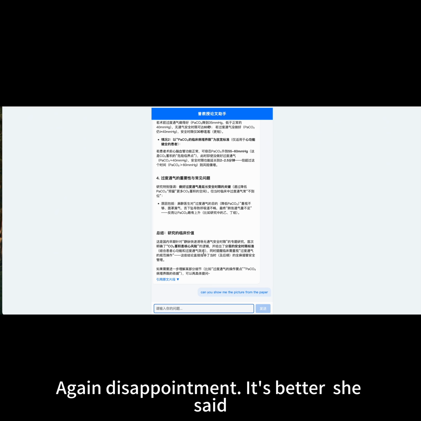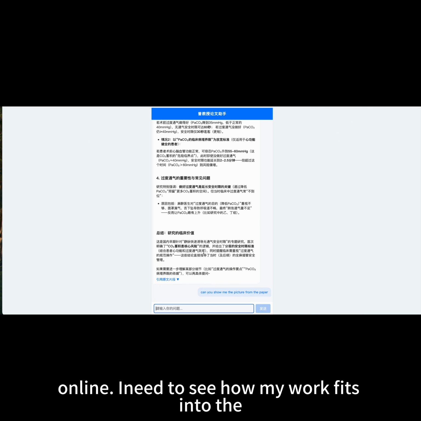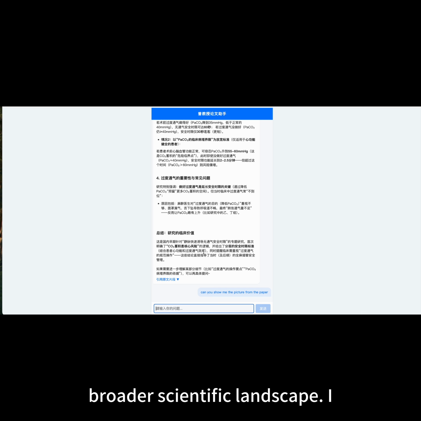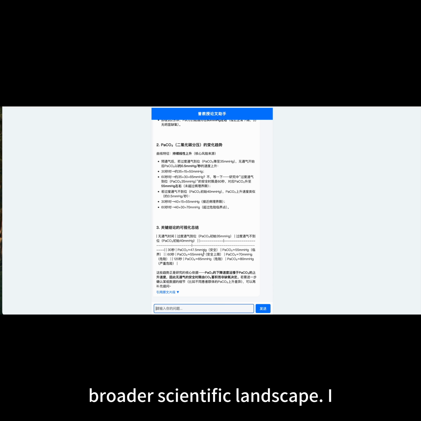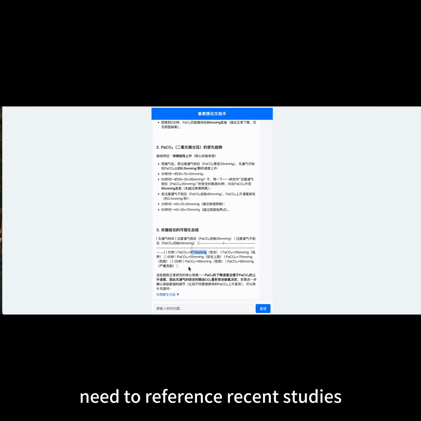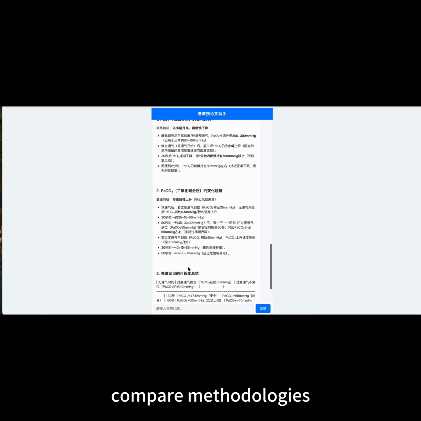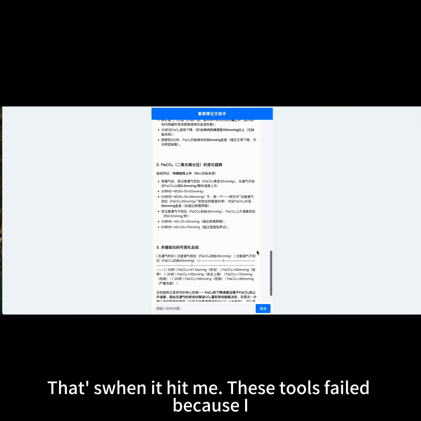Again, disappointment. It's better, she said, but I still have to search for related research online. I need to see how my work fits into the broader scientific landscape. I need to reference recent studies, compare methodologies, understand where my research stands in the current literature. That's when it hit me.